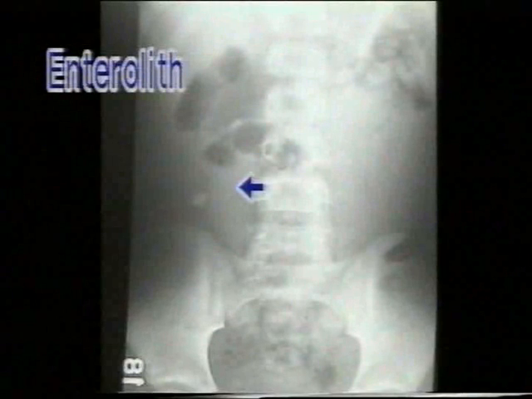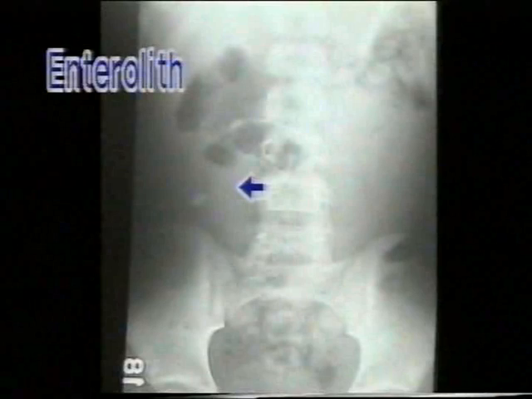Now note this radio-opaque shadow in the right abdomen. It is far lateral from the course of the ureters. It is lamellated. This is an enterolith. Enteroliths form commonly in the appendix.